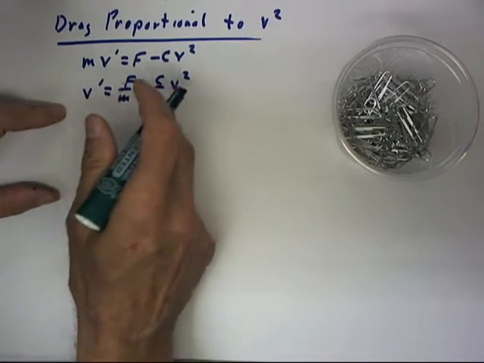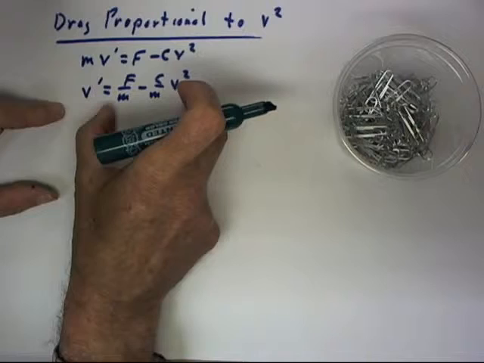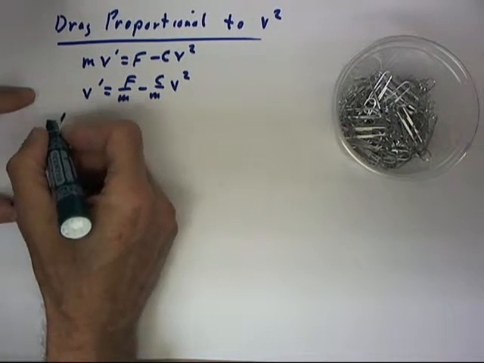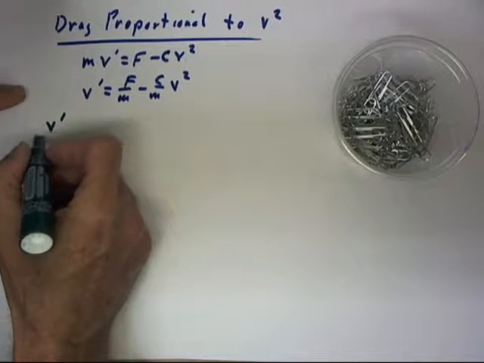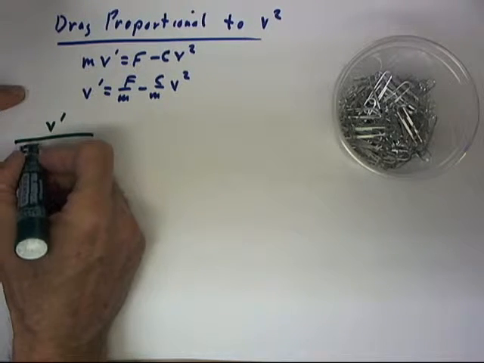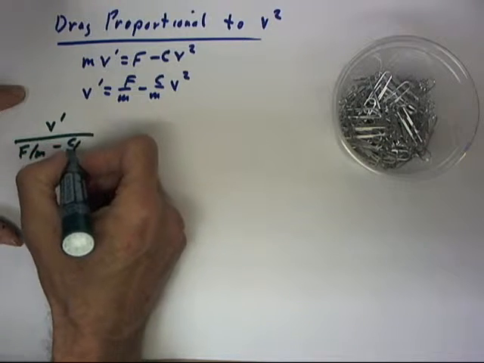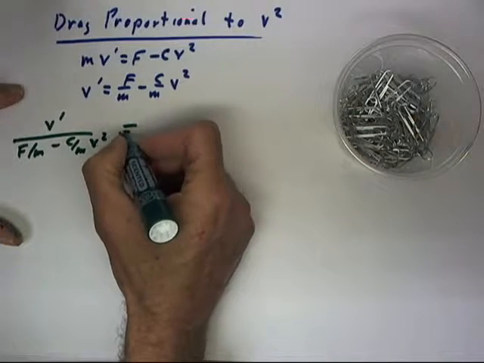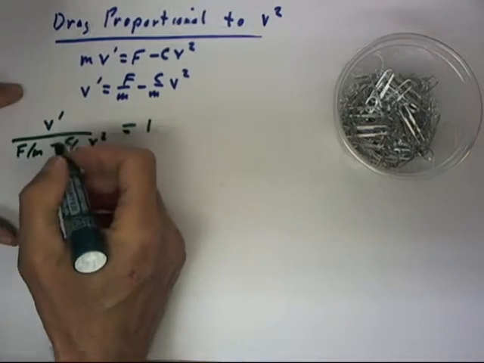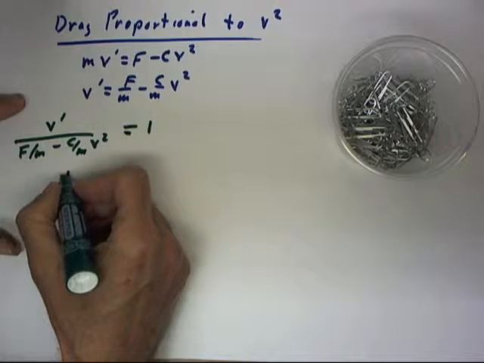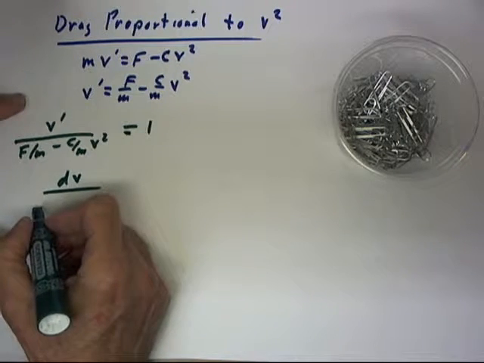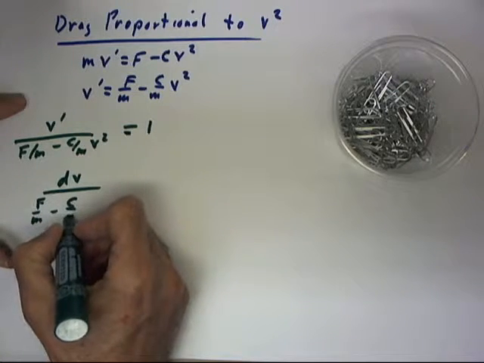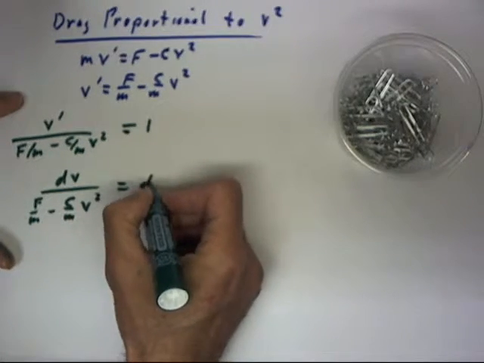And that method is simply going to be, we're going to separate this. This is just purely a function of v, so that what we have here is v prime divided by f over m minus c over m v squared equals, well, I really shouldn't have put v prime in there, equals 1. V prime is dv dt, so that this easily rearranges to dv over f over m minus c over m v squared equals dt.